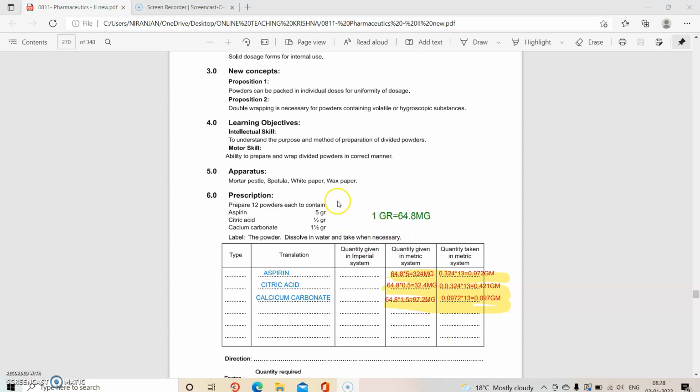So in this experiment, the calculation part is important, and the mixing part is very easy. So let us understand the calculation part. Each packet will contain aspirin 5 grain, citric acid half grain, and calcium carbonate 1.5 grain, and you have to prepare 12 powders or 12 packets. First we will convert this imperial system into the metric system. 1 grain is equal to 64.8 milligram, and we have to convert this grain into milligram or gram.